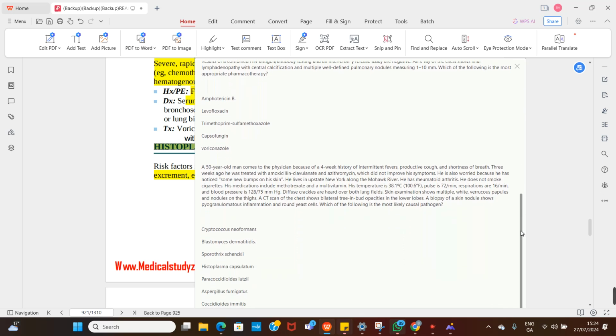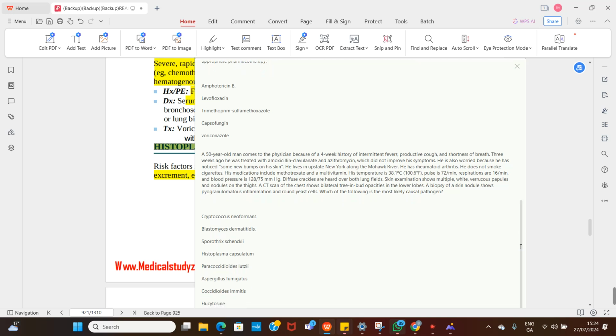A 50-year-old man comes to the physician because of a 4-week history of intermittent fever, cough, and shortness of breath. 3 weeks ago, he was treated with amoxiclav and azithromycin. Now, what do you guys think they are giving this for? Anybody? For pneumonia. You can see application of what we are learning. What type of pneumonia do you think they are treating with this?